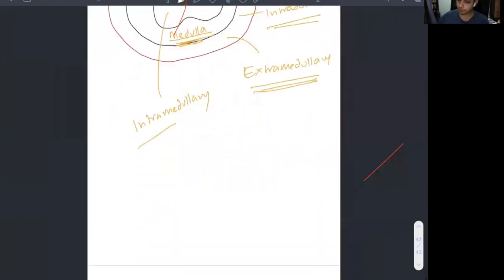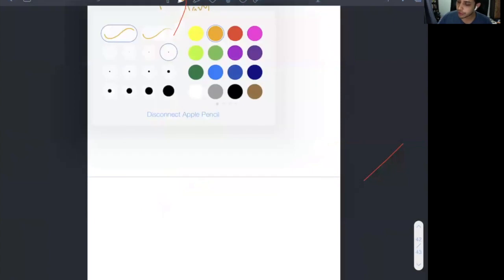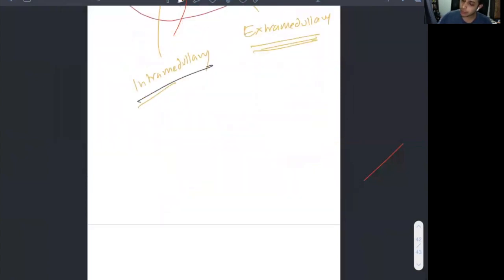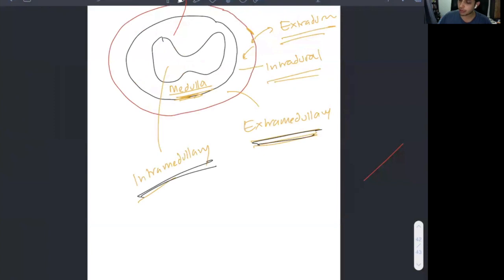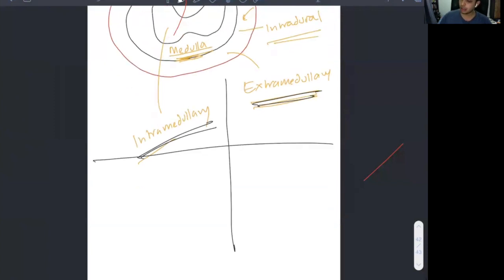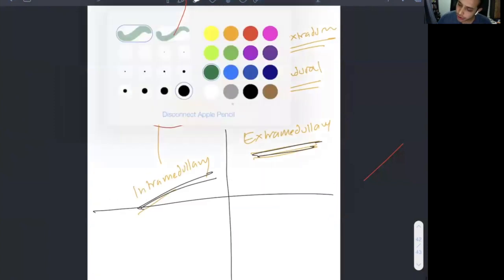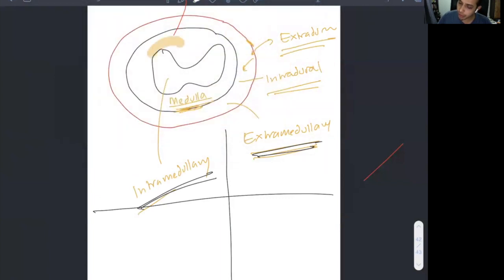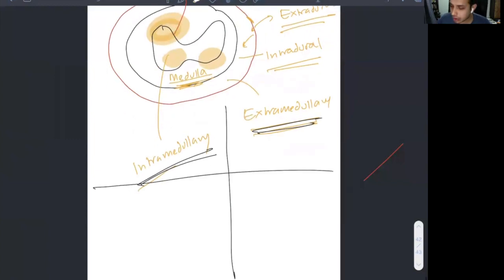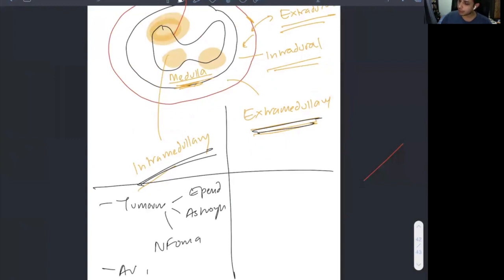One brief line about the difference between intramedullary and extramedullary. An intramedullary lesion will arise from somewhere here or here or here. So these are usually tumors such as ependymoma or an astrocytoma, or it could be a neurofibroma, or it could be an AV malformation.